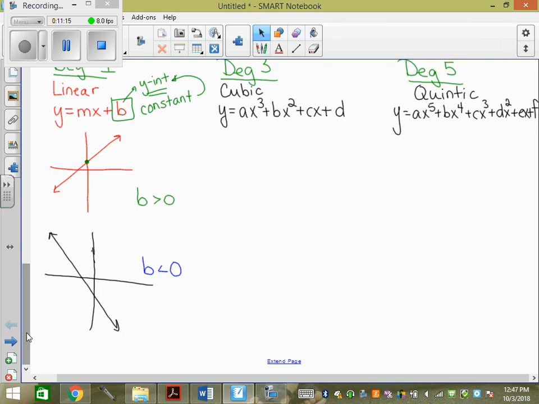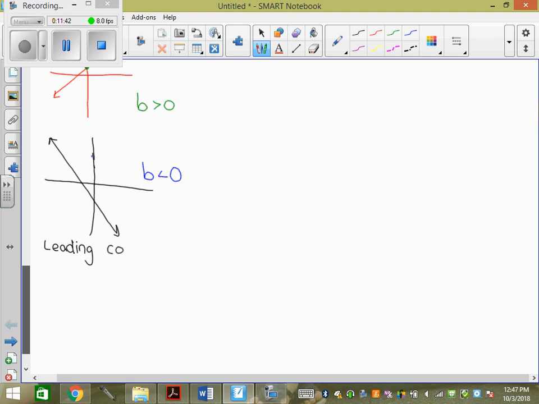But my leading coefficient tells how it ends on the right. The leading coefficient means the number in front of a variable. Leading means the one that leads the equation. So the one in front of the biggest exponent is your leading coefficient. My leading coefficient tells me how I end on the right. So we can do that as a little statement. Leading coefficient determines how the graphs end on the right.